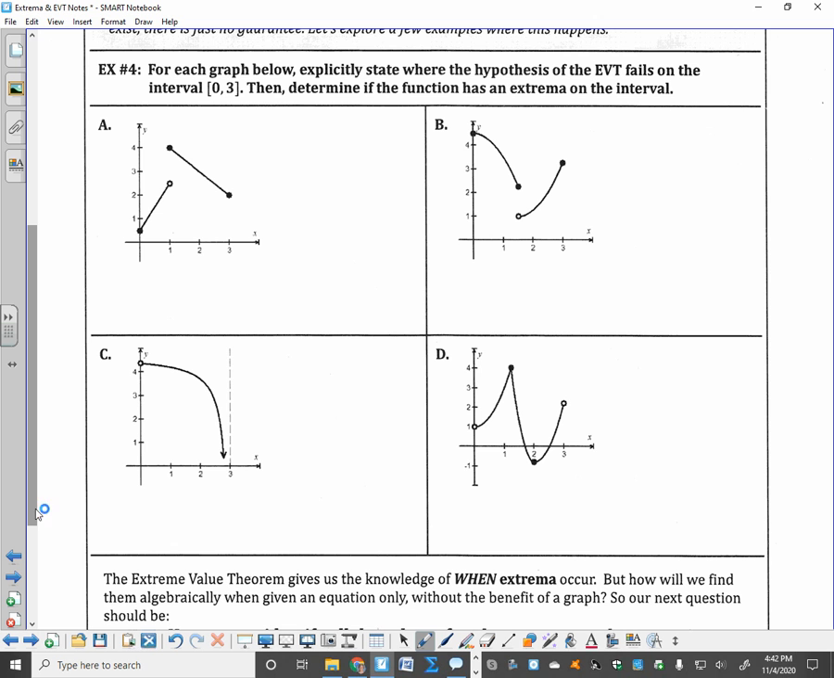For each graph below, explicitly state where the hypothesis of the EVT fails on the interval 0 to 3. So all of these, the EVT will not touch, and I want to know why. Then determine if the function has an extrema on the interval. Okay, so EVT does not apply. Why? Well, it says that we have to be continuous on the closed interval 0 to 3.